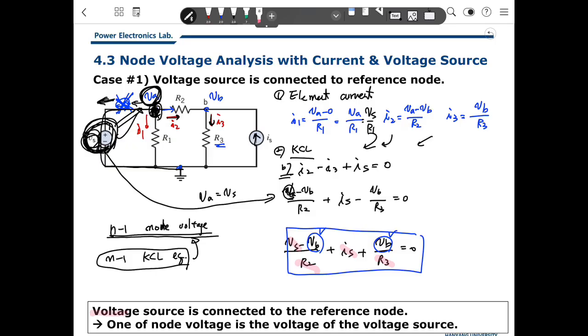So the voltage source is connected to the reference node here. We don't need to write a KCL at this node because we already know the node voltage VA. The node voltage is the value of the voltage source. There's a way to calculate that. Okay?